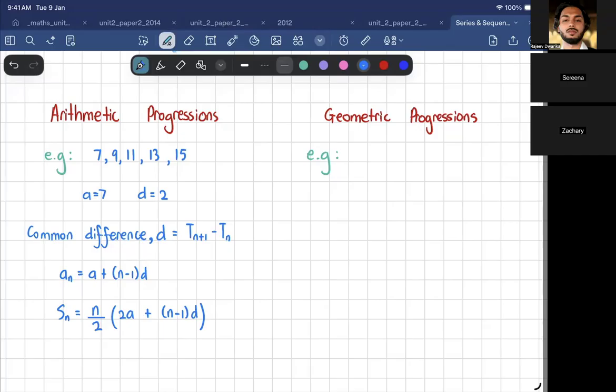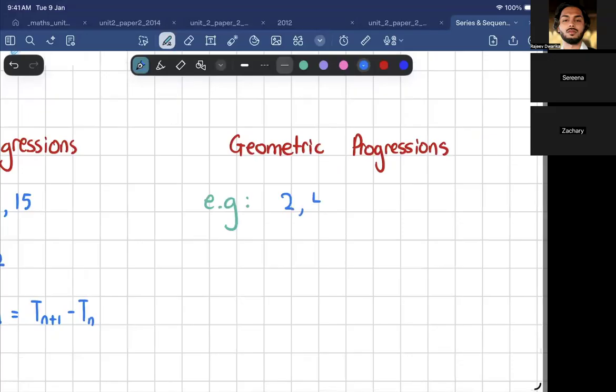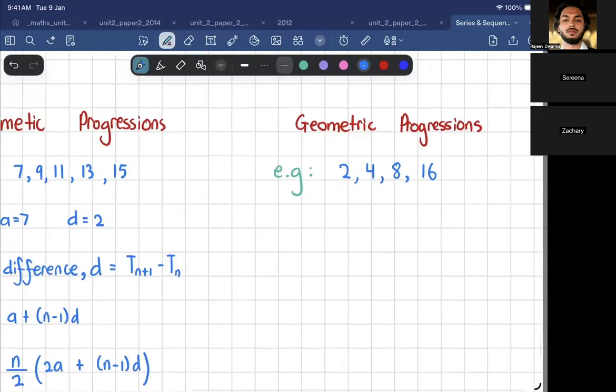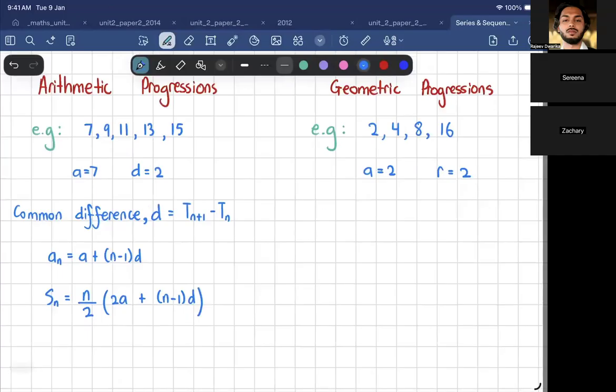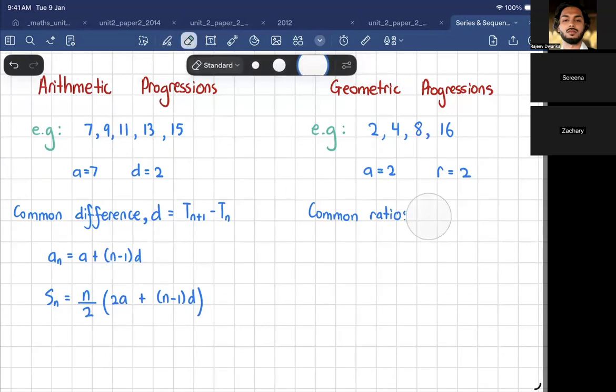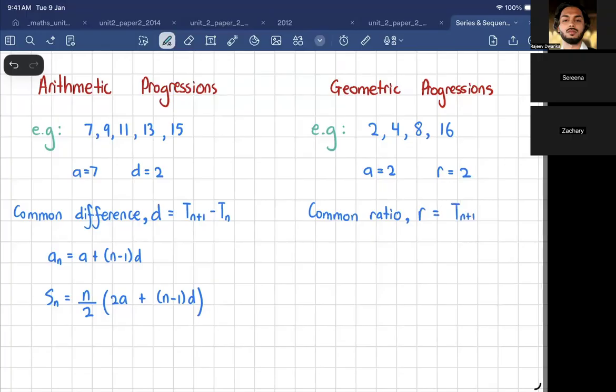So you could do 2, 4, 8, 16. Yeah, we could do that. To get each term, you're multiplying by 2. So a would be equal to 2, and the common ratio is 2. Geometric progressions don't have common differences, they have common ratios. The common ratio is denoted by r, and the formula is T of n plus 1 all over T of n. That means the next term divided by the last term.